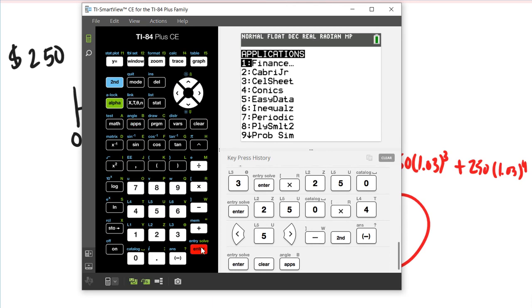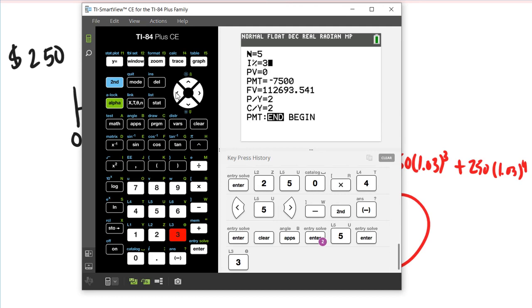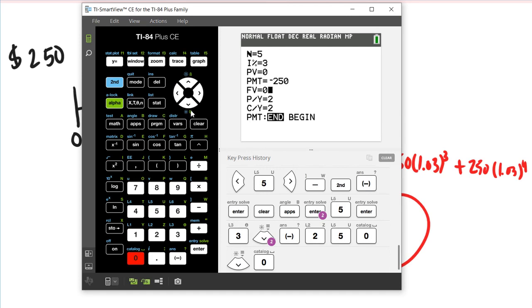Go to Apps, Finance, TVM Solver. Now, in this case, how many times was I making a deposit? I was making it for 5 years annually, so 5. The percentage rate was very low. It was 3, so 3%. It's not a present value, but it's minus 250. So minus 250. The future value is unknown, so let me just put a 0 there.